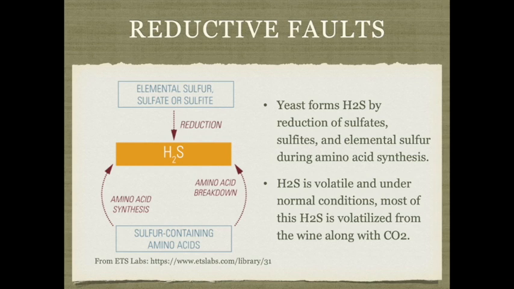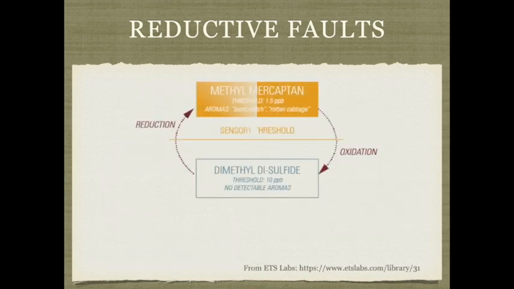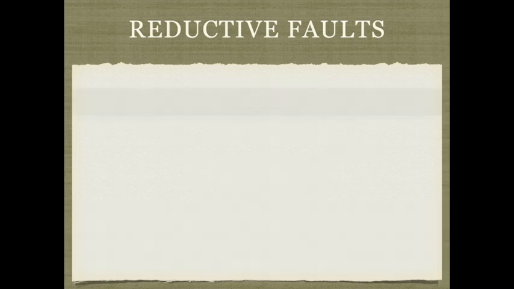Hydrogen sulfide is pretty volatile, and under normal conditions it usually volatilizes away while the mead or wine is fermenting. But some of these other compounds can develop from the hydrogen sulfide, and may stick around and become a problem. And that's why if there is ever hydrogen sulfide present, it's important to deal with it early on before you get some of these other compounds.